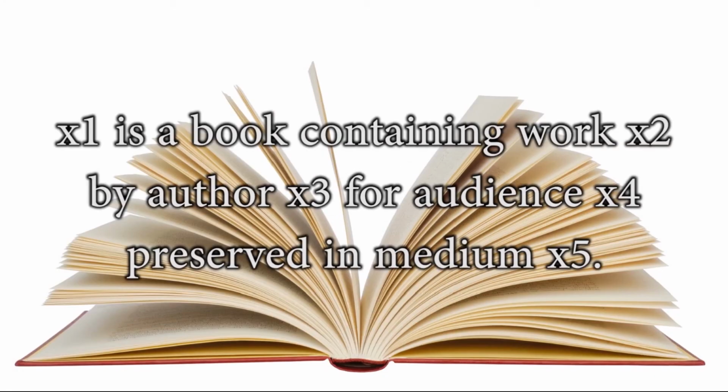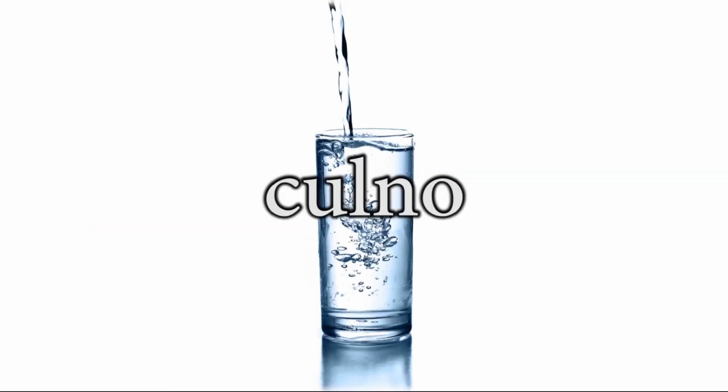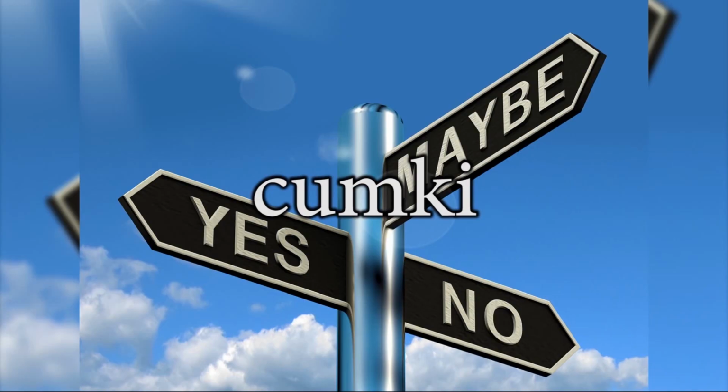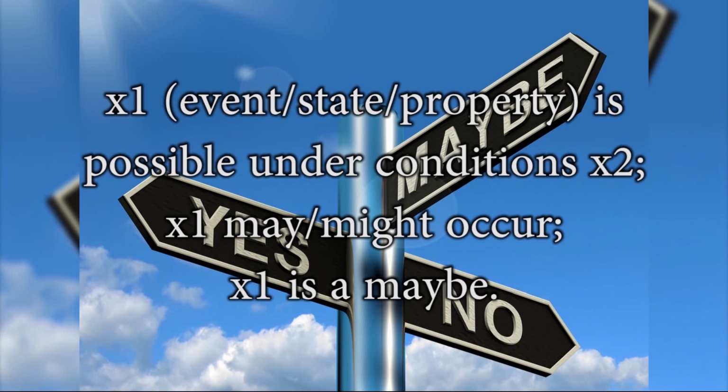x1 is a book containing work x2 by author x3 for audience x4 preserved in medium x5. Shulno. x1 is full or completely filled with x2. Shumki. x1 is possible under conditions x2. x1 may or might occur. x1 is a maybe.